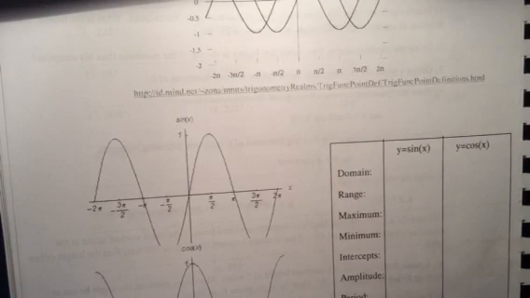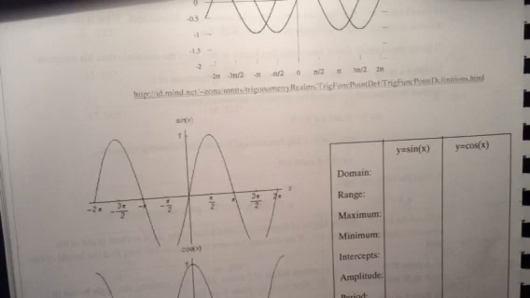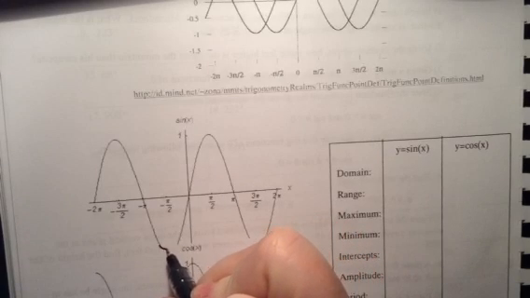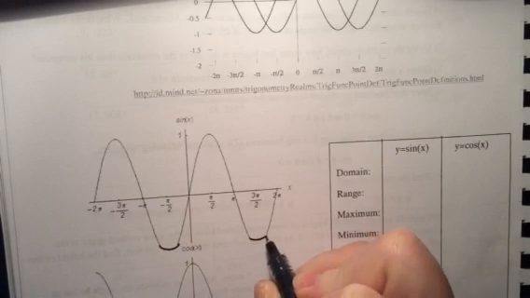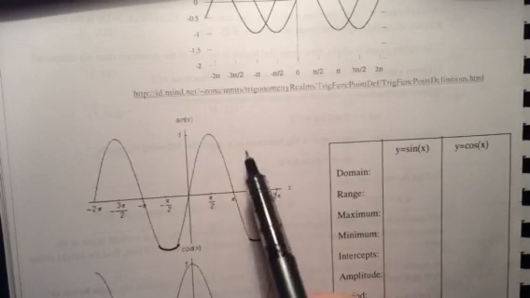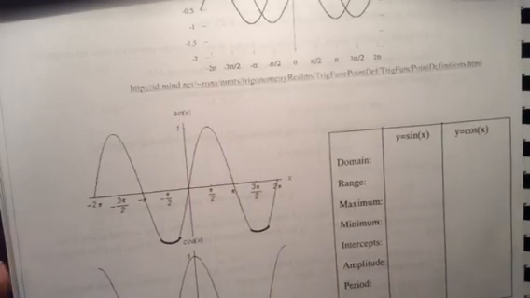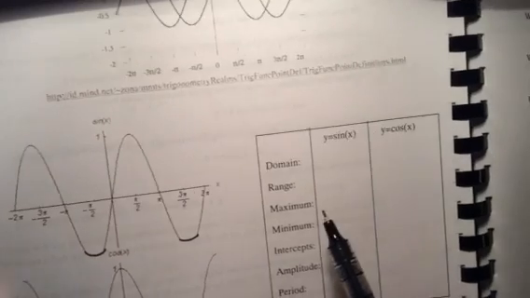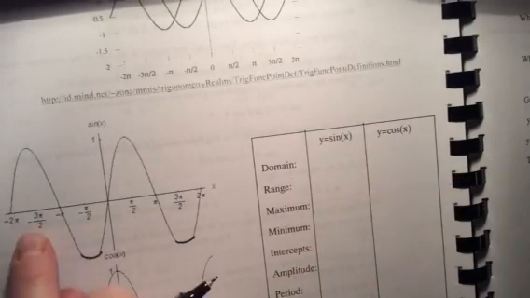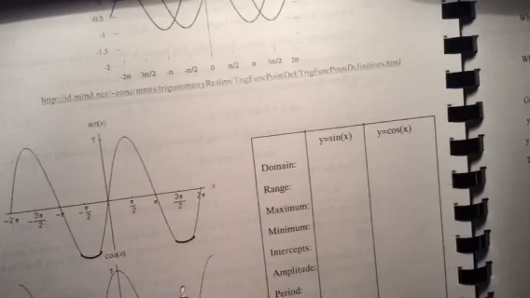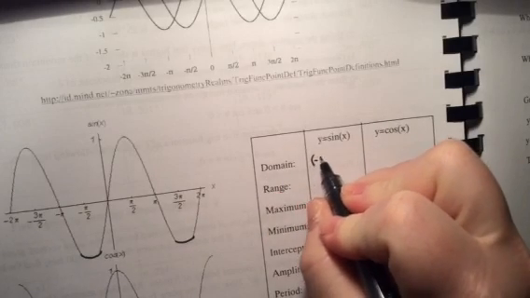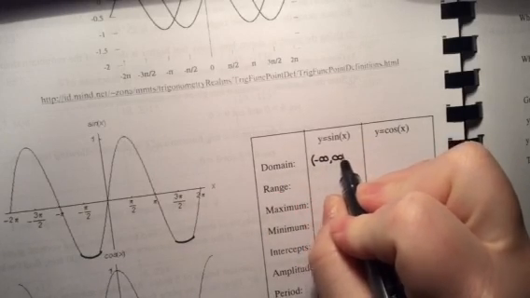Okay, on page 245, you're given the graph of sine and cosine, and the sine graph got cut off a little bit. So it was, sorry, the cosine one. So this one is the sine graph, and down below is the cosine graph. And we're just going to fill in the table. It says, what's the domain? Well, this graph's going to keep going from side to side forever, so its domain is negative infinity to infinity.